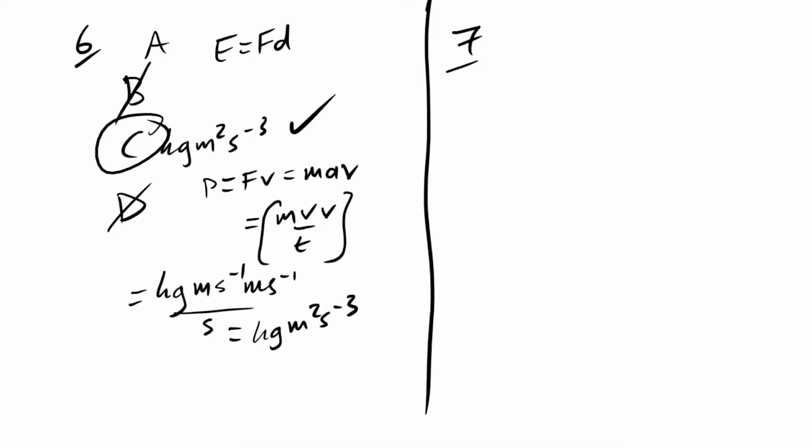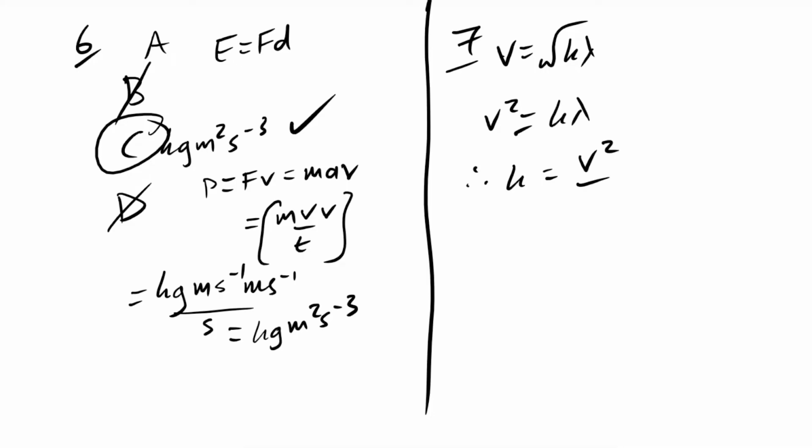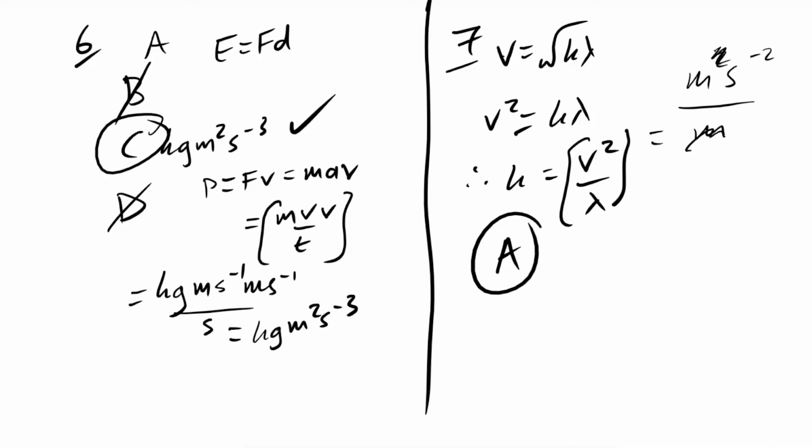Water waves are given by this, where k is a constant. What's a possible unit for k? Okay, so v squared is equal to k lambda. Therefore, k is equal to v squared divided by lambda. So the units of this, lots of units going on here, it's going to be meters squared seconds to the -2 divided by meters. So we just end up with meters seconds to the -2. So it looks like it's going to be A.